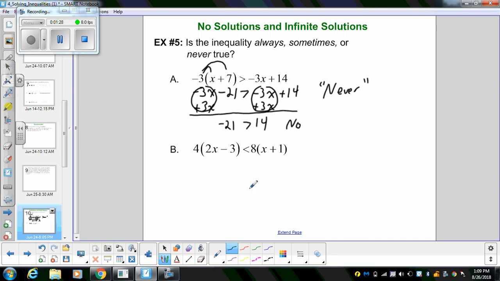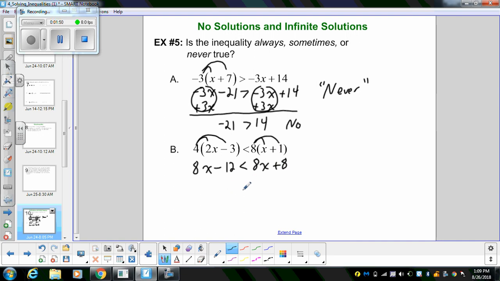All right, so look at the next one. Again, I have parentheses, so I'm going to distribute first. 4 times 2x is 8x, minus 4 times 3, which is 12. And I'm going to distribute the 8. So 8 times x is 8x. 8 times 1 is 8.